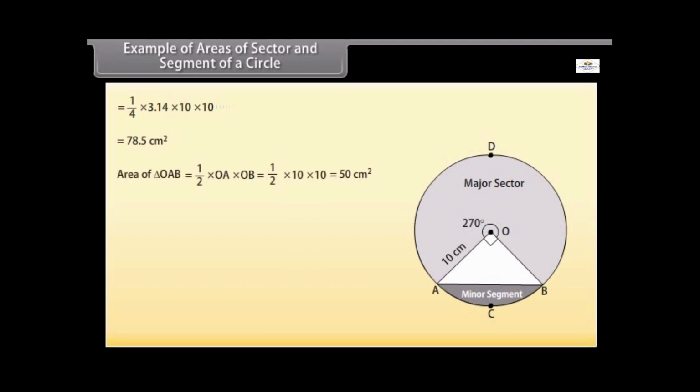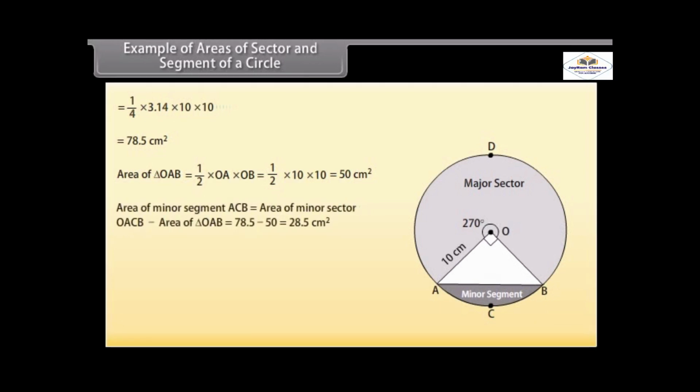Area of triangle OAB is equal to 1 upon 2 into OA into OB is equal to 50 centimeters square. Now, area of minor segment ACB is equal to area of minor sector OACB minus area of triangle OAB, which equals 78.5 minus 50, which becomes 28.5 centimeters square.